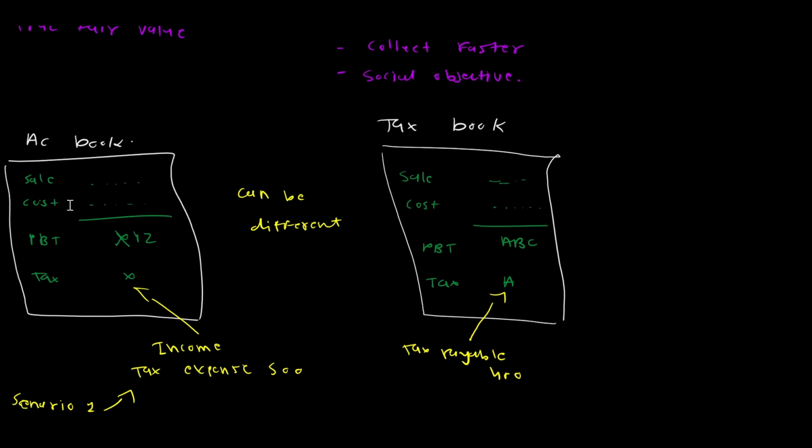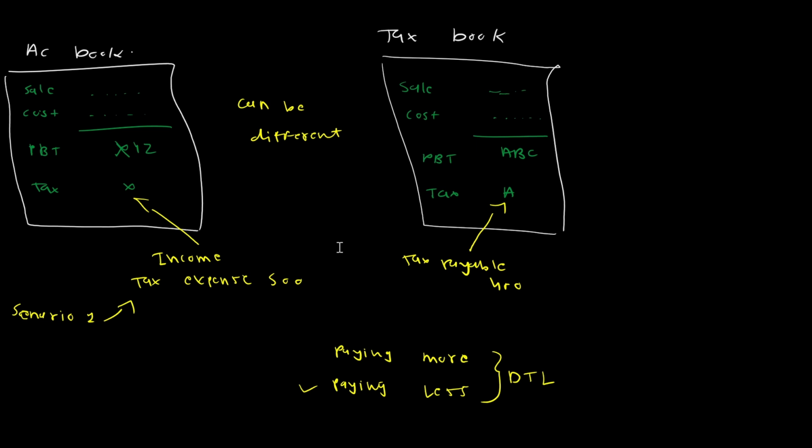There could be a difference between the cost of sales and net sales also, and that could result in different PBT in the accounting book and the taxation book. So the PBT of the accounting book might be XYZ, so my tax will be X in the accounting book and ABC in the taxation book. So income tax expense is 500 and tax payable is 400 in the tax book.